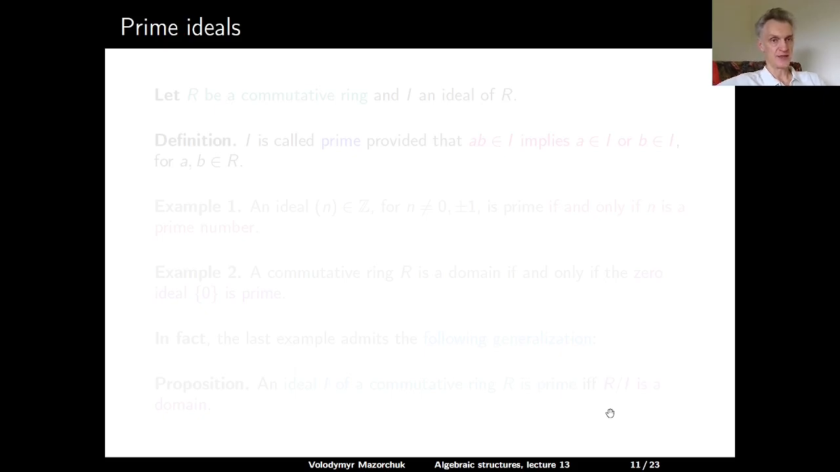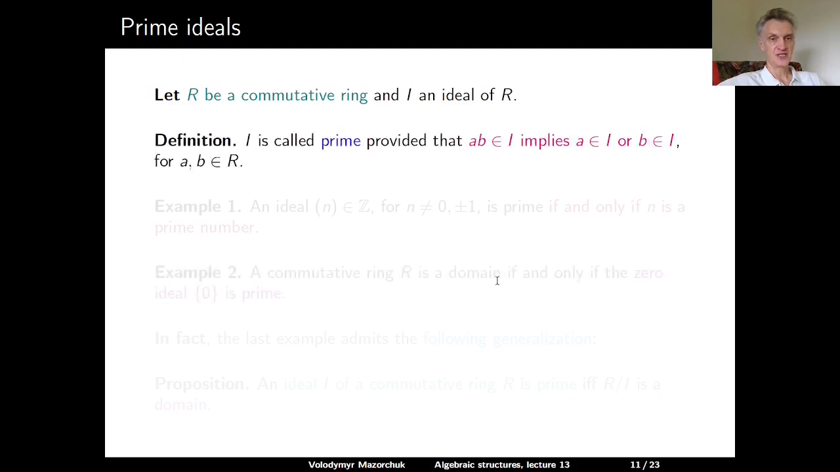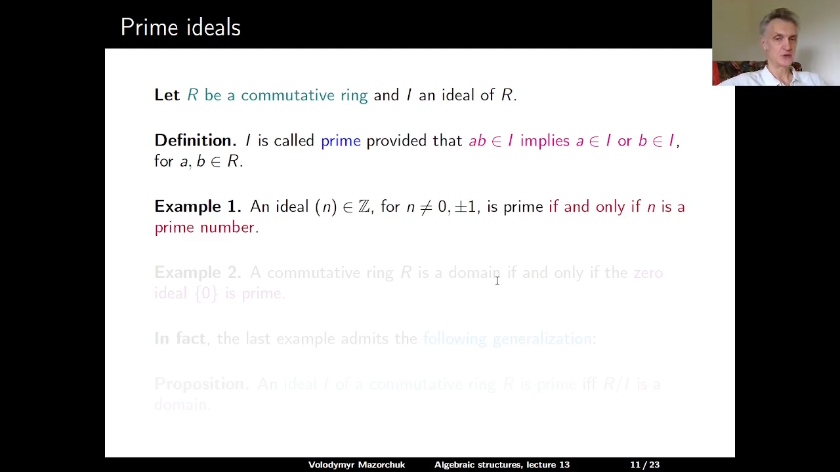Now we can talk about prime ideals. Let R be a commutative ring and I an ideal of R. Definition: I is called prime provided that the following holds. For all A and B in R, the fact that the product AB belongs to I implies that either A belongs to I or B belongs to I. For example, an ideal generated by an integer n, which is not 0 and not plus and minus 1, and this is an ideal in the ring of all integers, this ideal is prime if and only if n is a prime number. That's just equivalent to the notion of being a prime number.